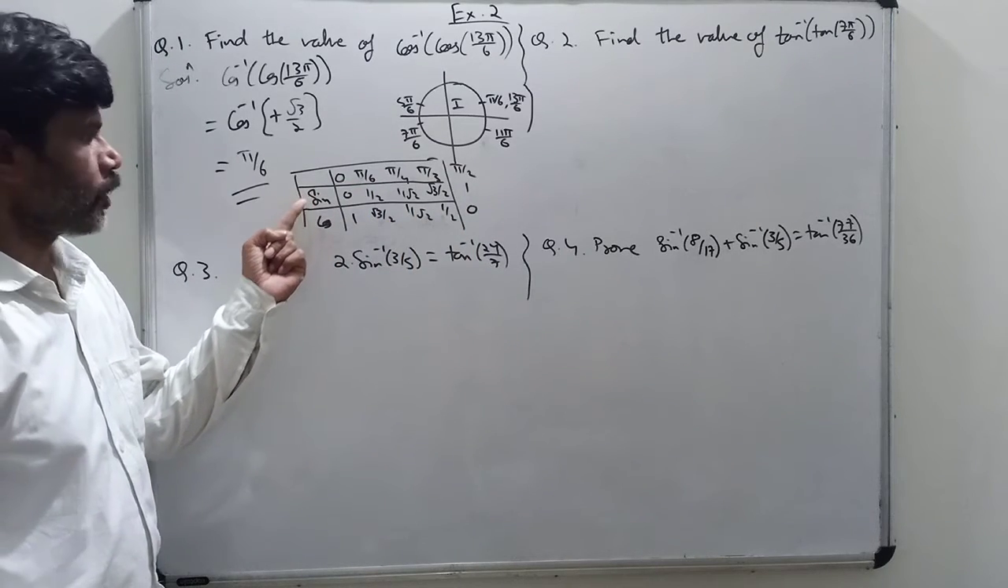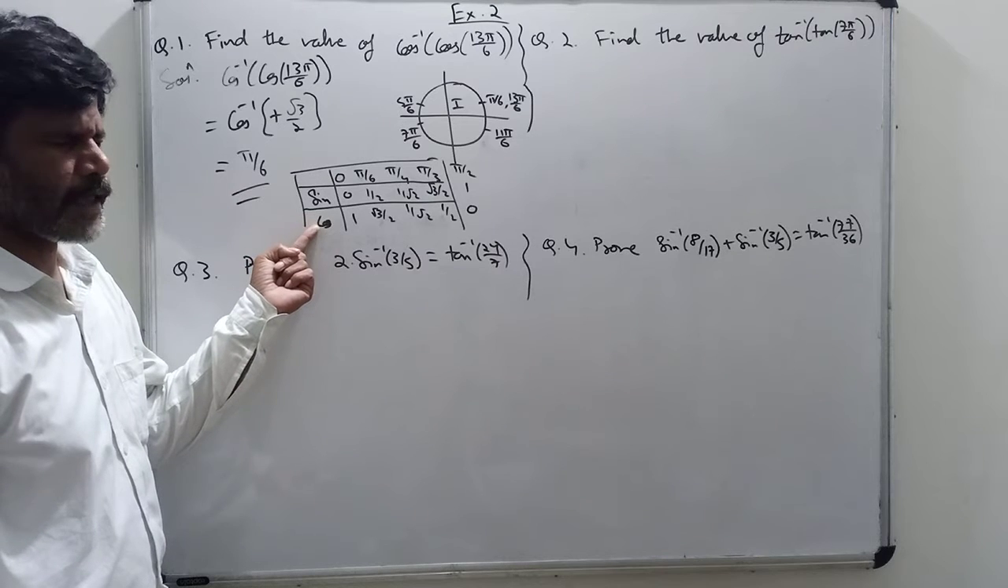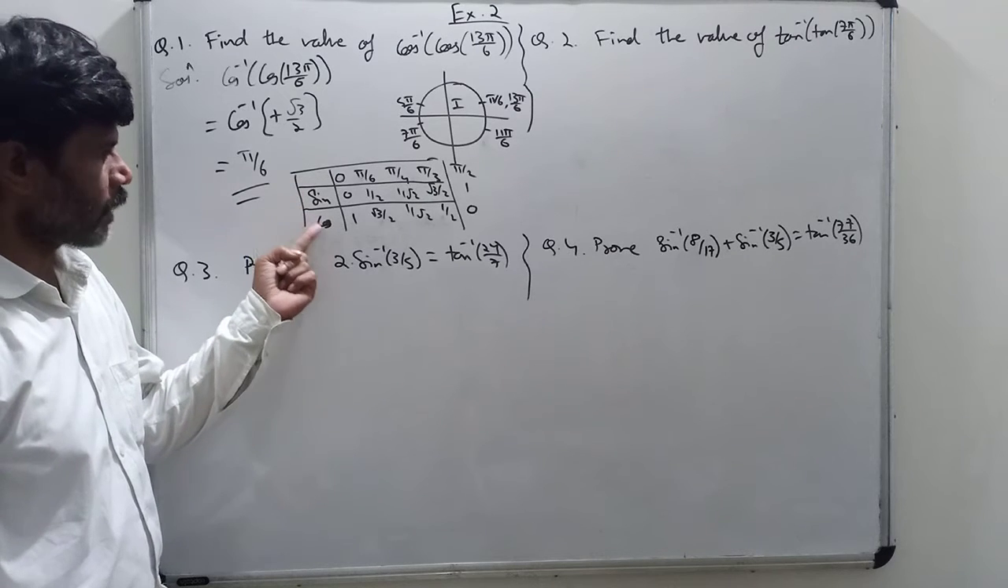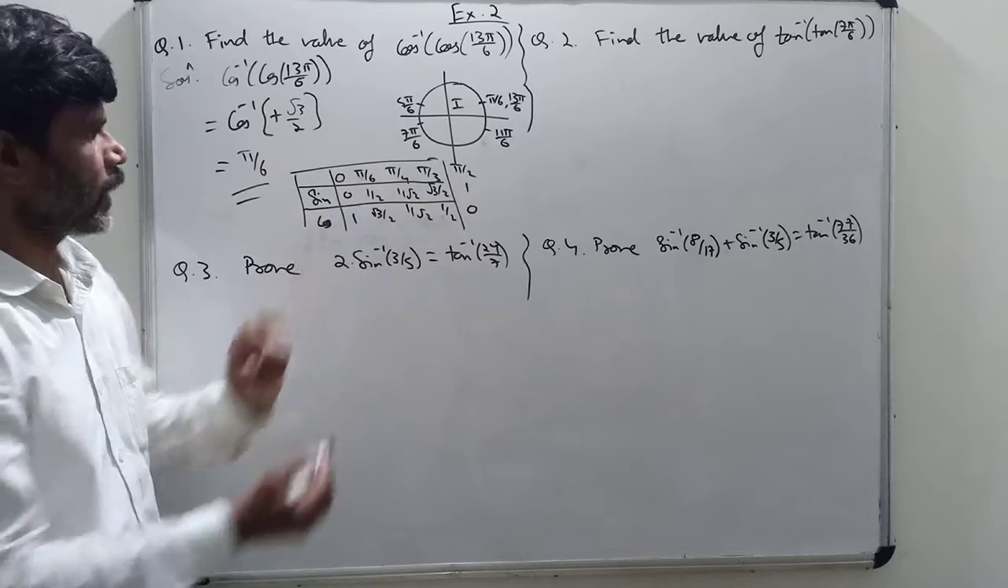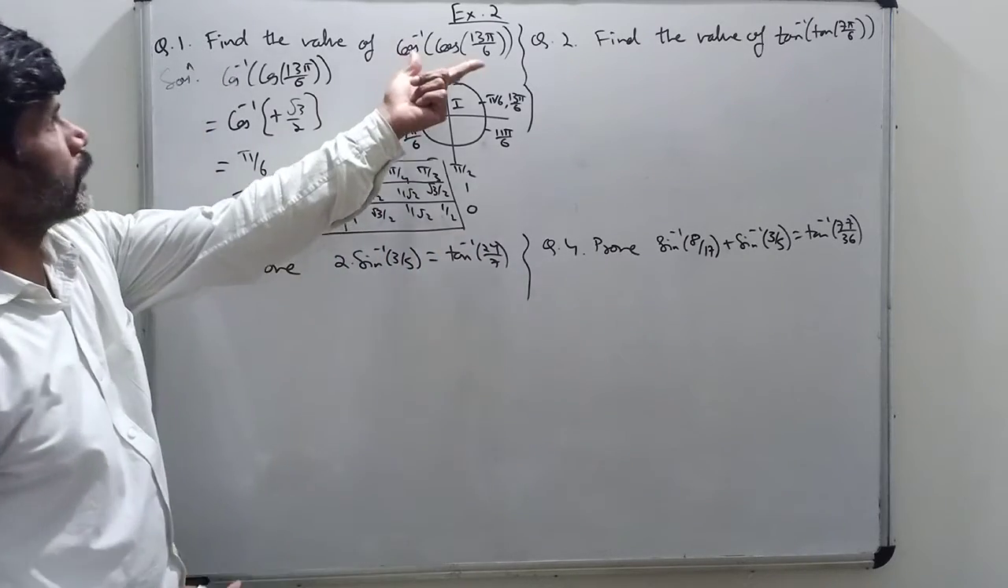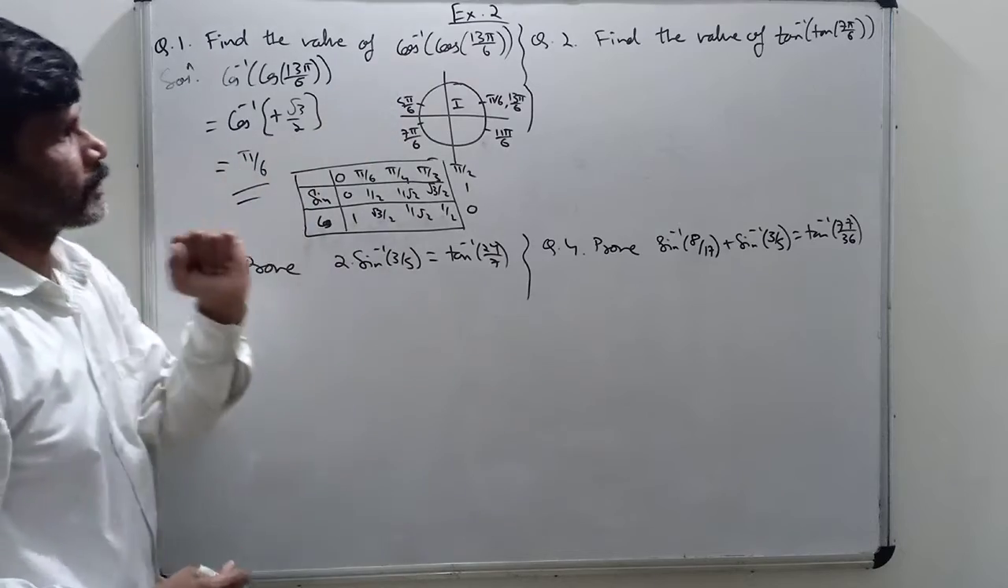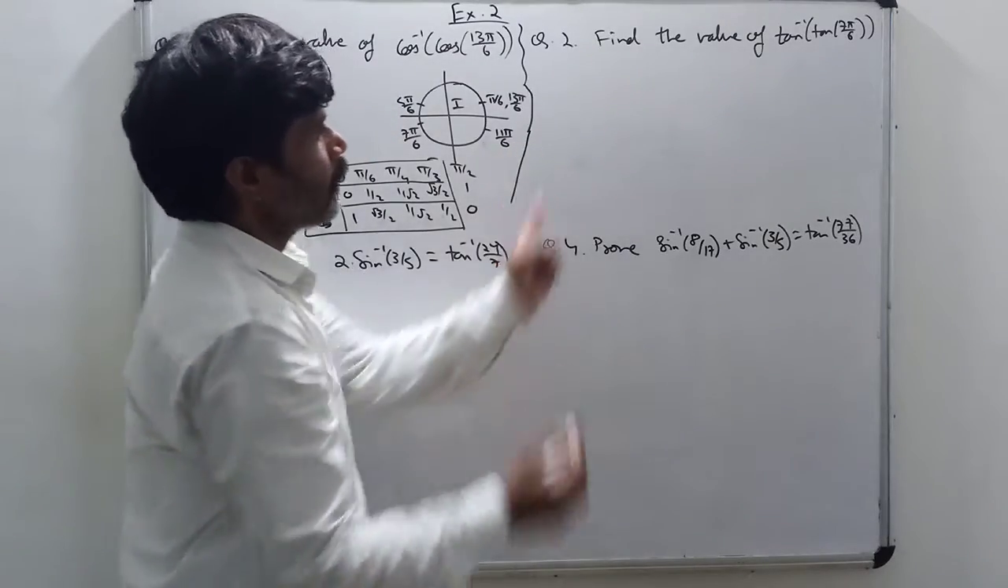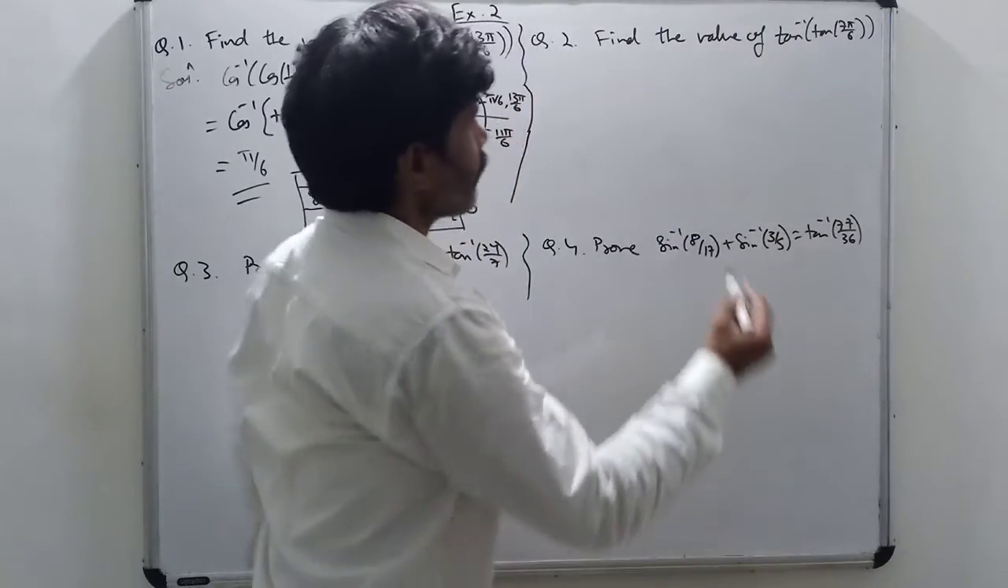Cosec means reciprocal of sine, sec means reciprocal of cos, tan means sine upon cos, cot means cos upon sine. So with the help of this we can find the remaining trigonometric functions. So the value of this is pi by 6. Now coming to question number 2. Find the value of tan inverse of tan 7 pi by 6.